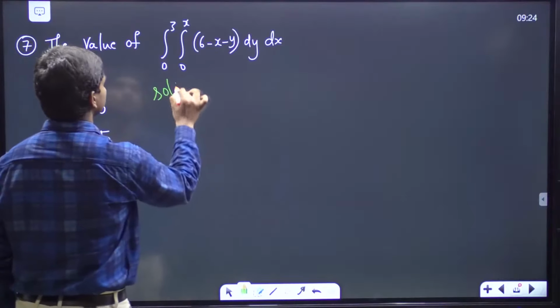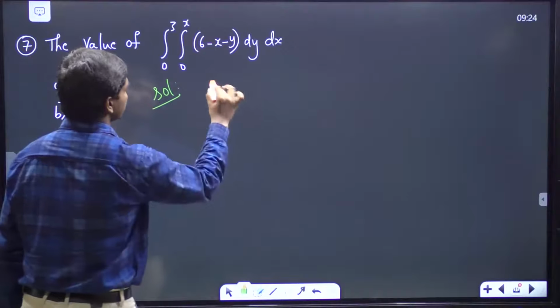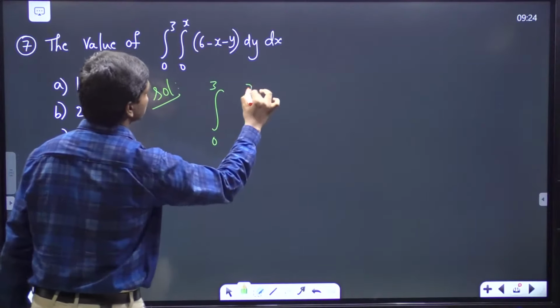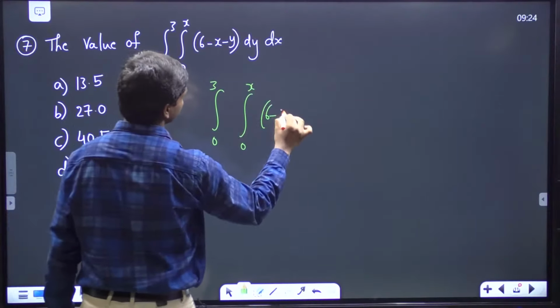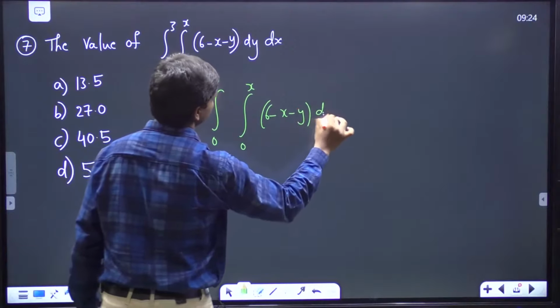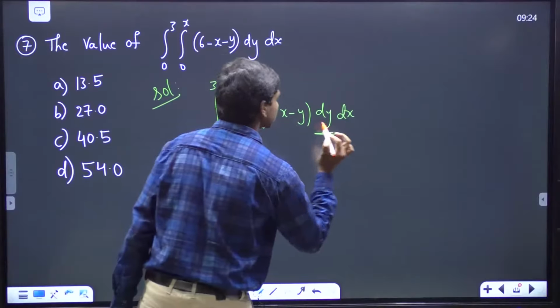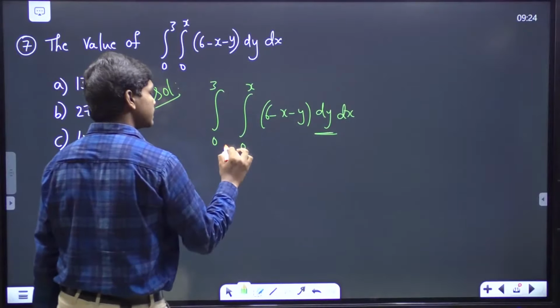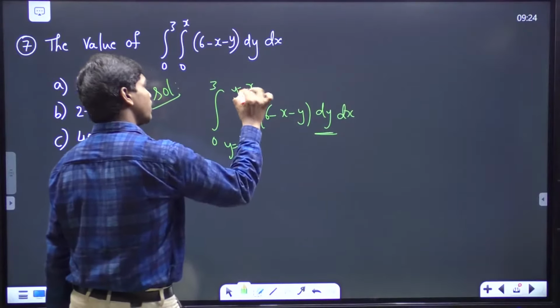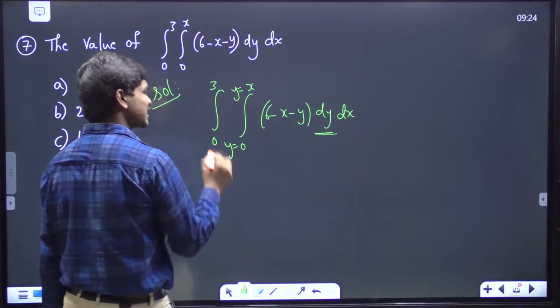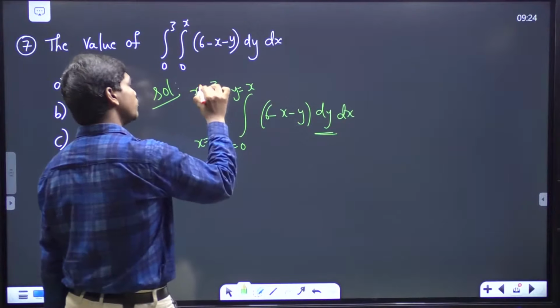Solution. Integral 0 to 3, integral 0 to x, 6 minus x minus y, dy dx. Now if you see, this is the first variable of integration, dy, correct? So definitely these are limits of y, which are functions of x as expected, and these are limits of x.